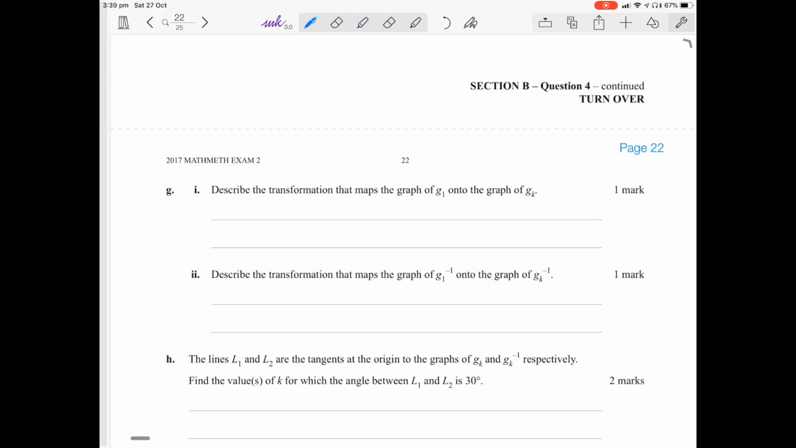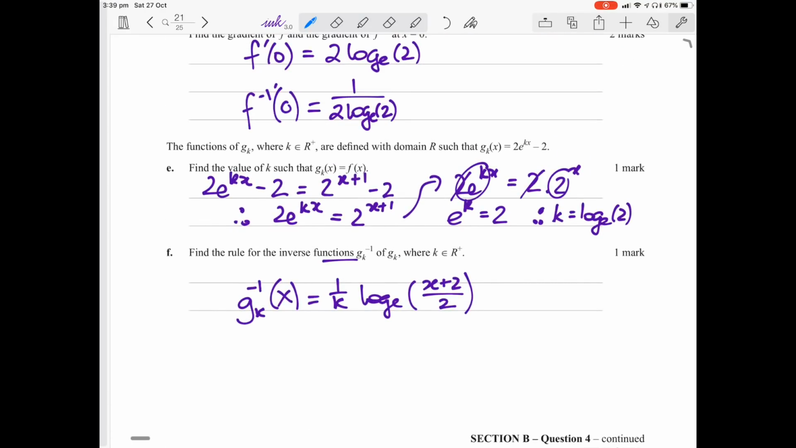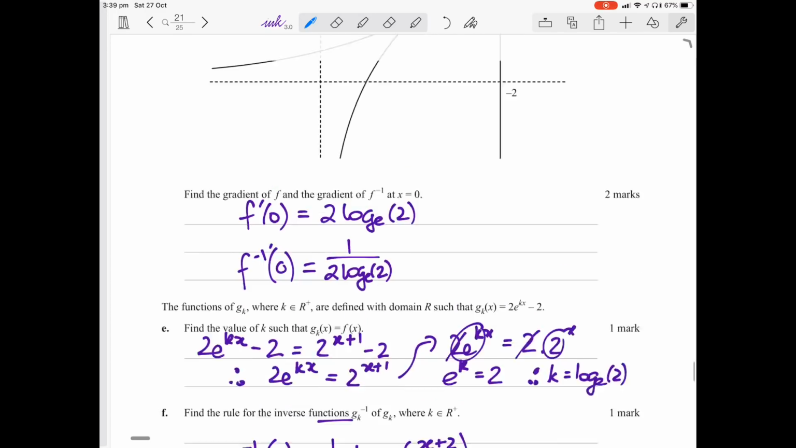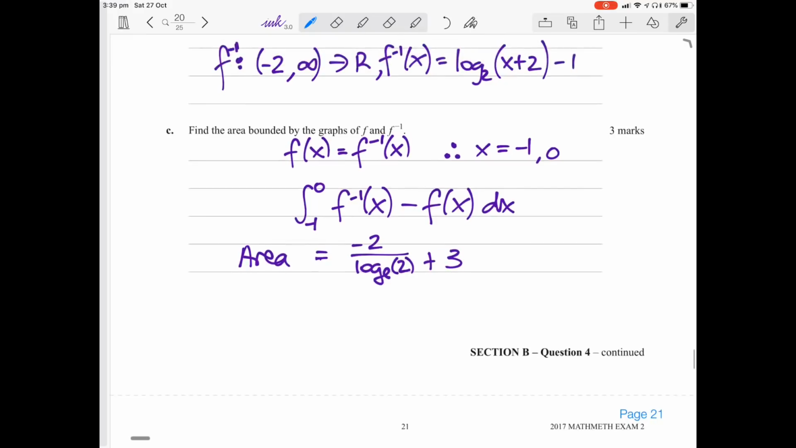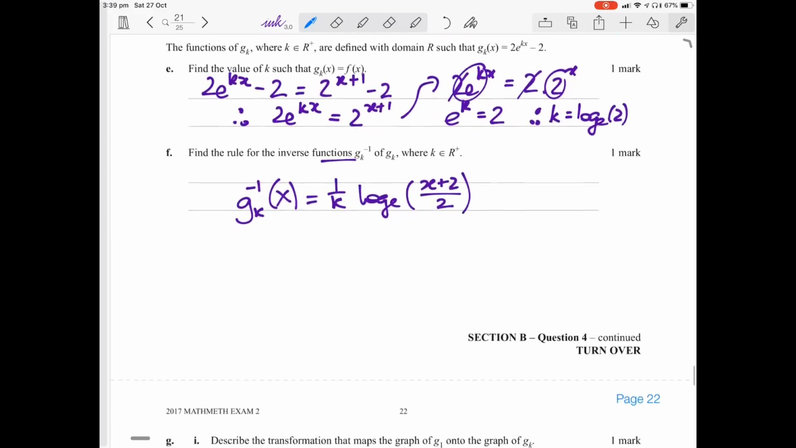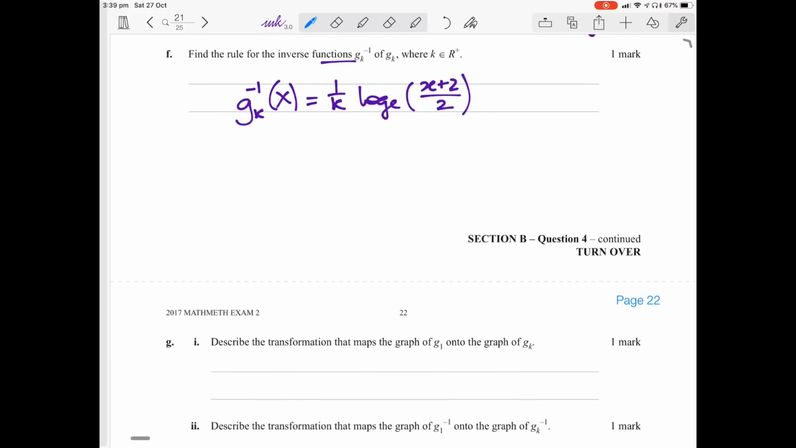Okay, define the transformation that maps g of 1 onto the graph of g of k. What the hell is g of 1? G of 1. So does that mean k is equal to 1?